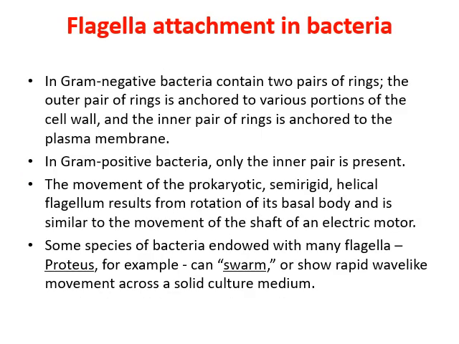Flagella attachment differs from one type of bacteria to another. Gram-negative bacteria contain two pairs of rings. One pair is anchored to various portions of the cell wall, and the inner pair of rings is anchored to the plasma membrane. So there are actually 4 rings in the case of gram-negative bacteria. This is because they have an outer membrane and an inner plasma membrane.